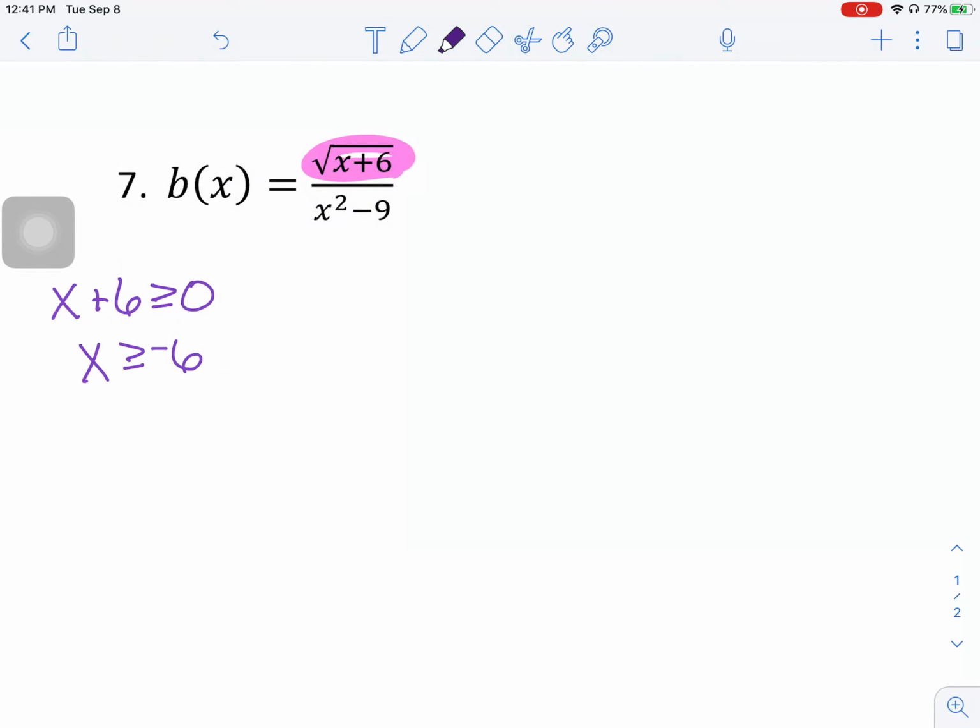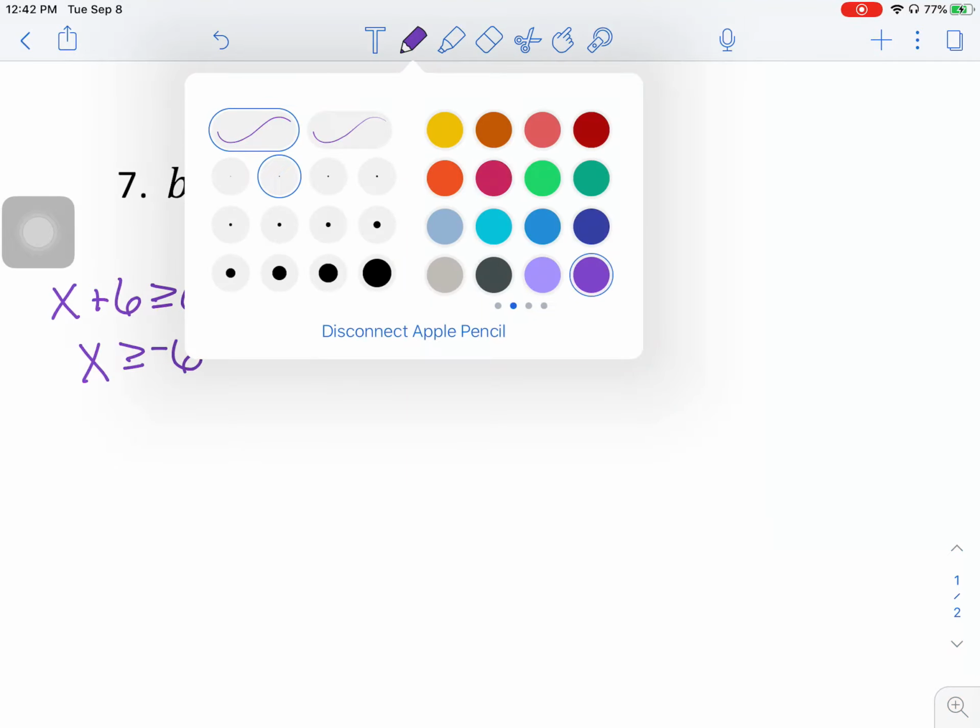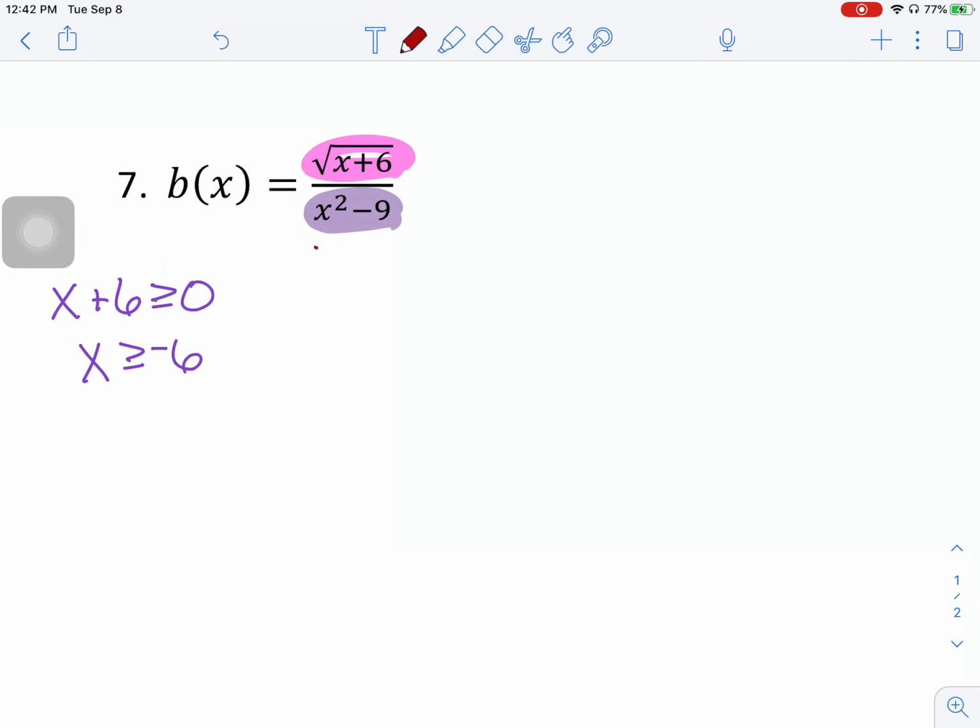Separately, I now want to look at my denominator here, and if it's possible to factor it. So we've got x minus 3, x plus 3. And what I want to think about is what values would make these factors equal to 0 so that I could throw them out of the domain. So if x equals 3 here, that would be a problem. If x equals negative 3 here, that would be a problem. So x cannot equal 3 or negative 3.